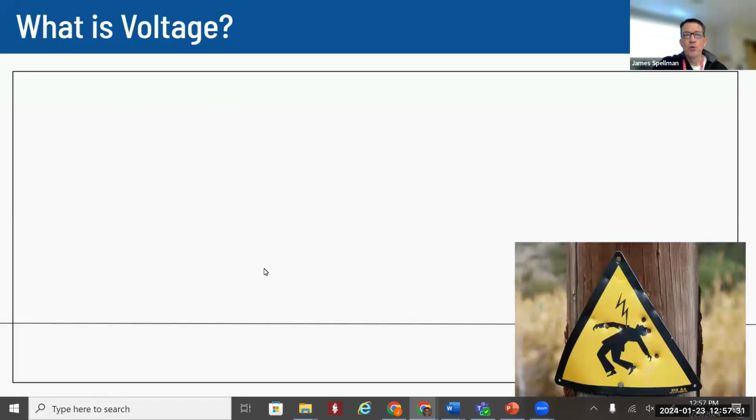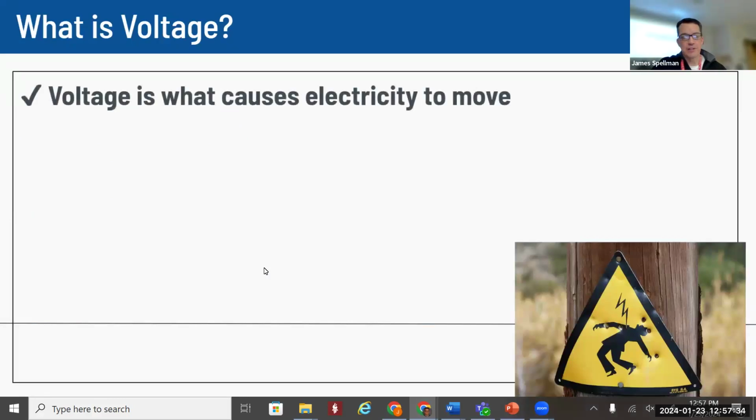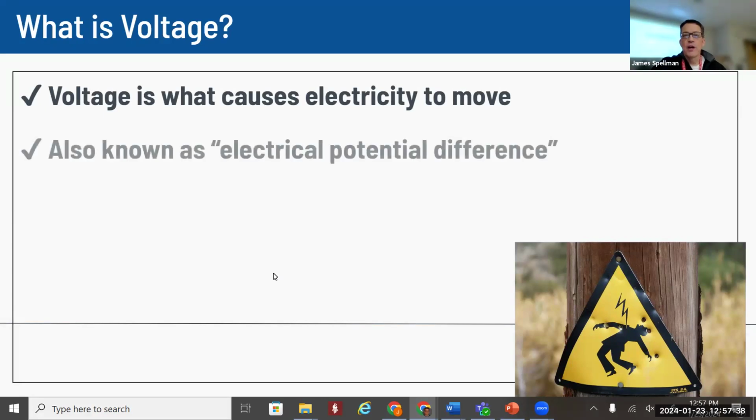Okay, so voltage is the thing that, if you want to think of it, causes the electricity to move. One of the things about voltage that relates to things we've done before is that it's about potential difference, and it's about potential energy. When we are measuring the voltage, usually we're measuring it between two different points.